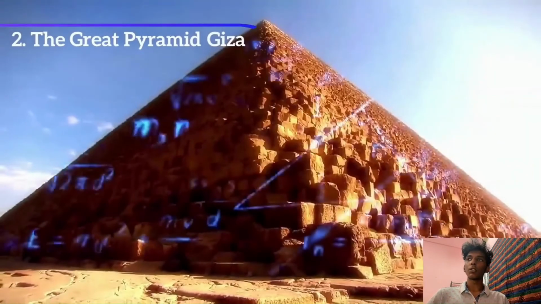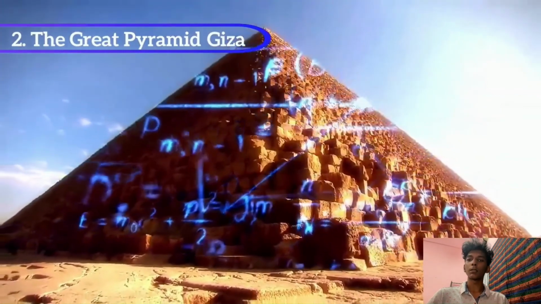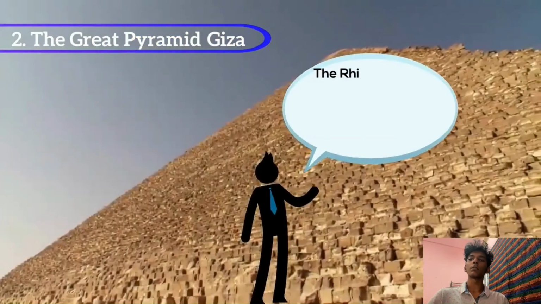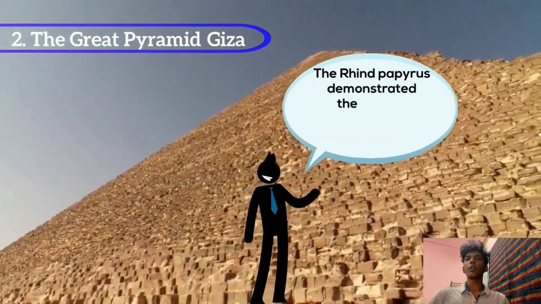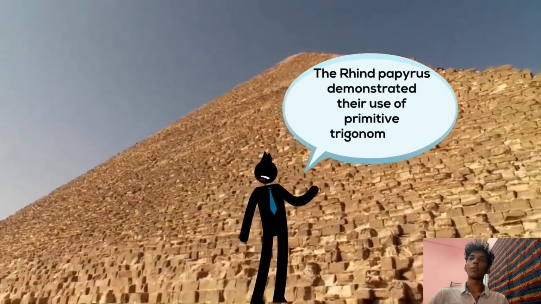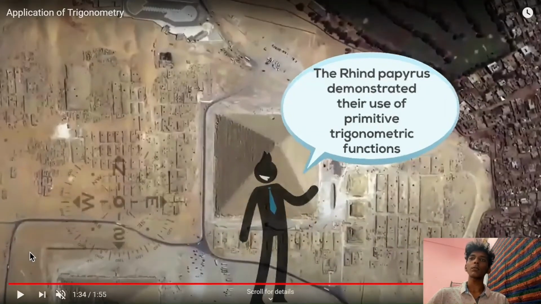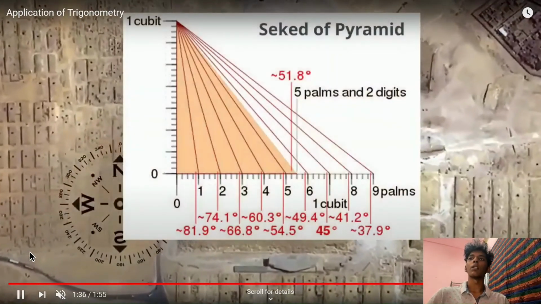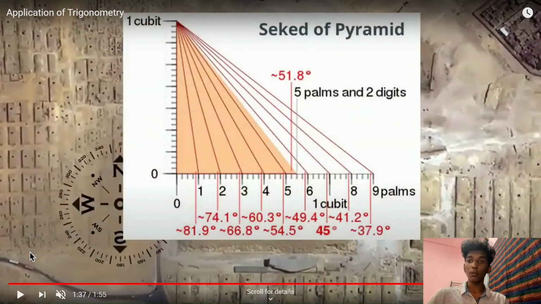Next we're going to look into the Great Pyramid of Giza. This is the Egyptians' most mysterious building. The Rhind papyrus demonstrates their use of primitive trigonometry functions. It is used to calculate the slope of the pyramid. The measurement used to calculate is the seked of the pyramid. You can look above there; that's the actual measurement of the Great Pyramid of Giza.